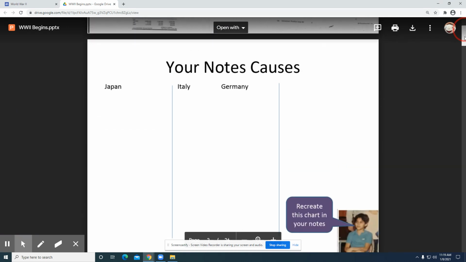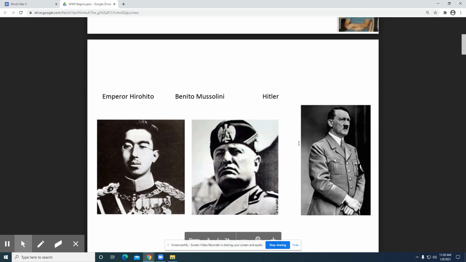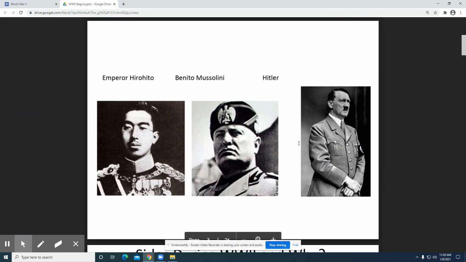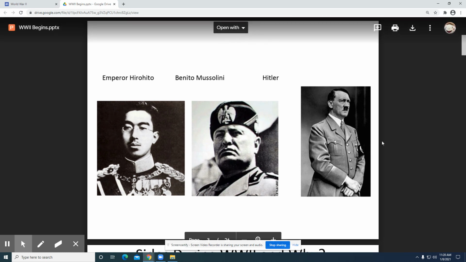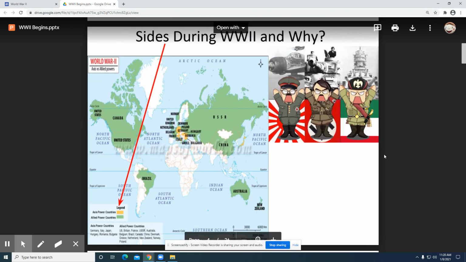So again, for your notes, for Japan, you could put resources, superiority, racial ambition. Italy and Germany are allied. We really didn't say much about Germany just yet. We'll focus on them later on. So here you see the three main players, Japan, Italy, and Germany, that we are concerned with for the most part here, and the sides during World War II that I've already addressed.